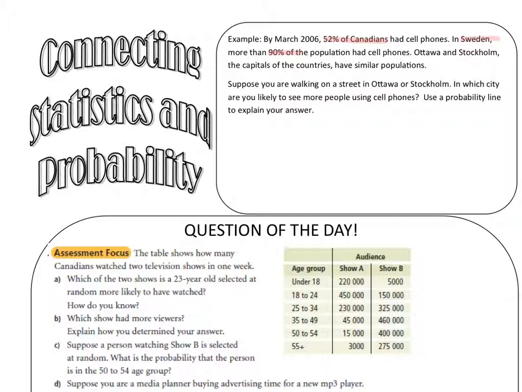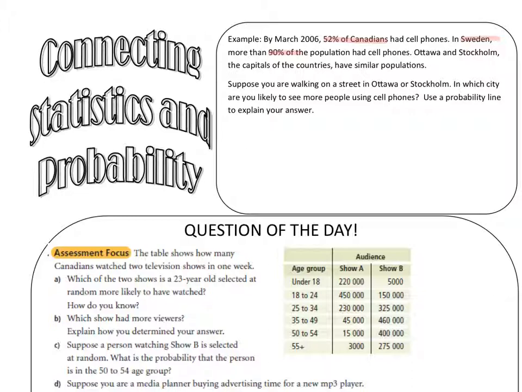Ottawa and Stockholm are the capitals of these countries, which have similar populations. Suppose you are walking down the street in Ottawa or Stockholm. In which city are you likely to see more people using cell phones? Use a probability line to explain your answer.